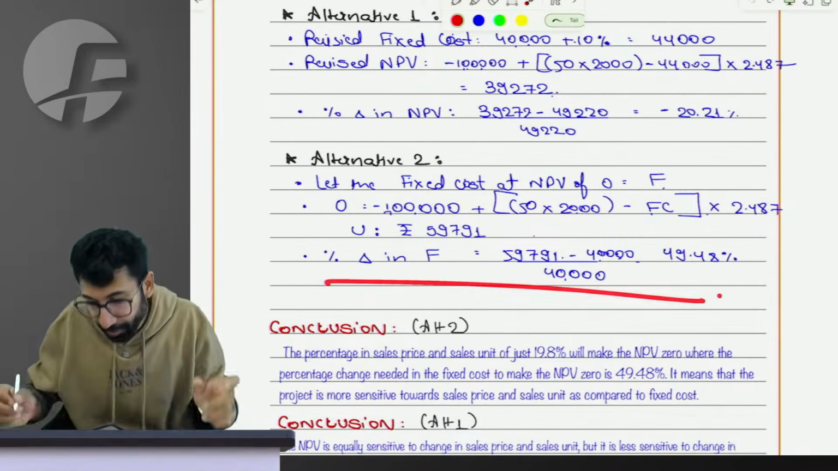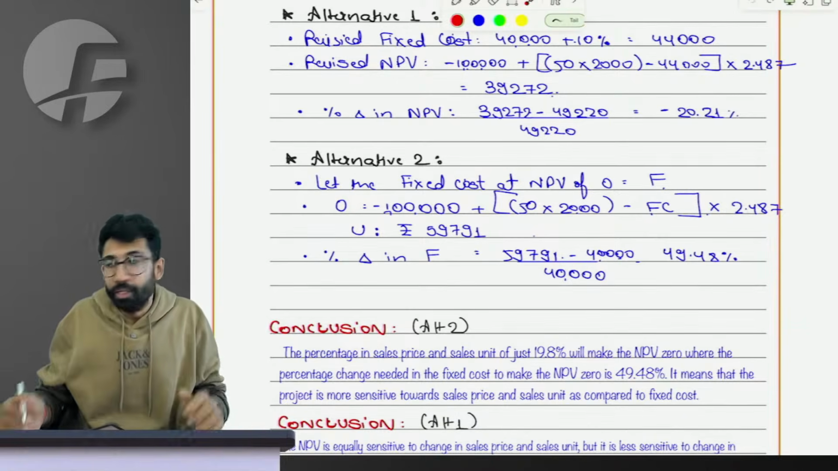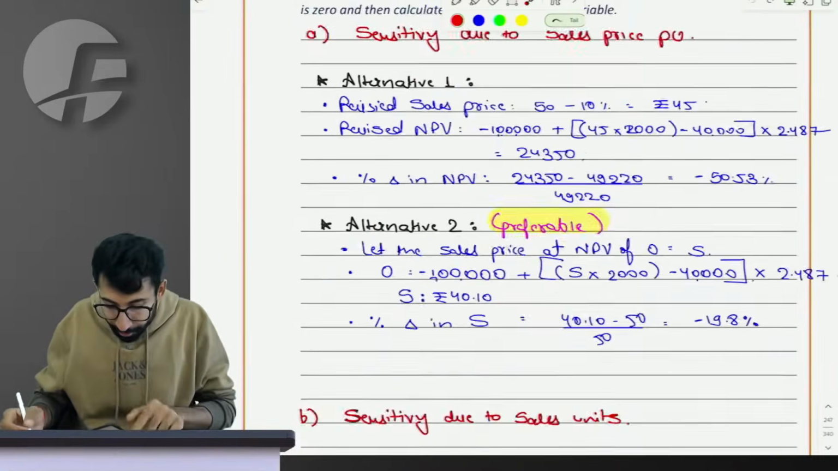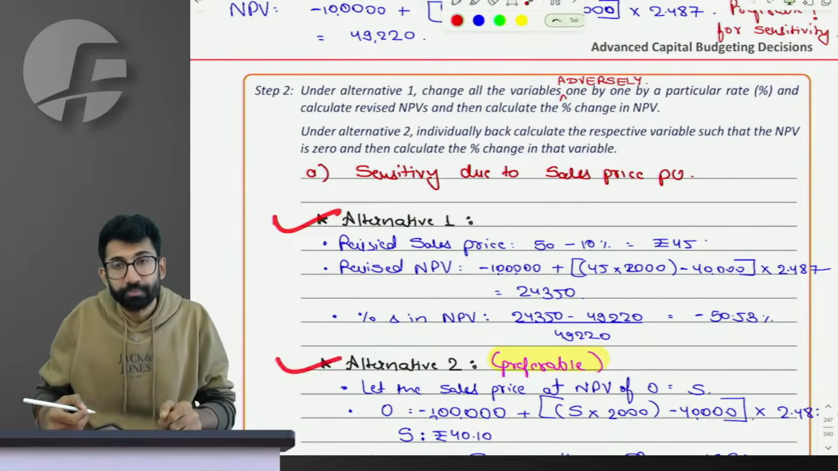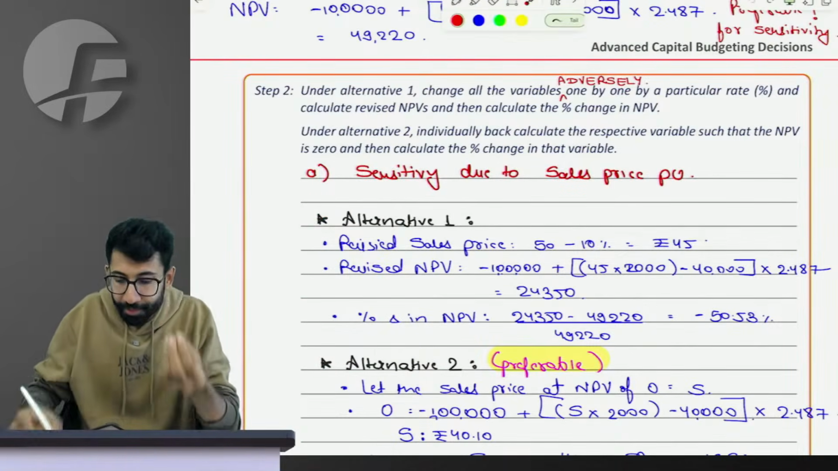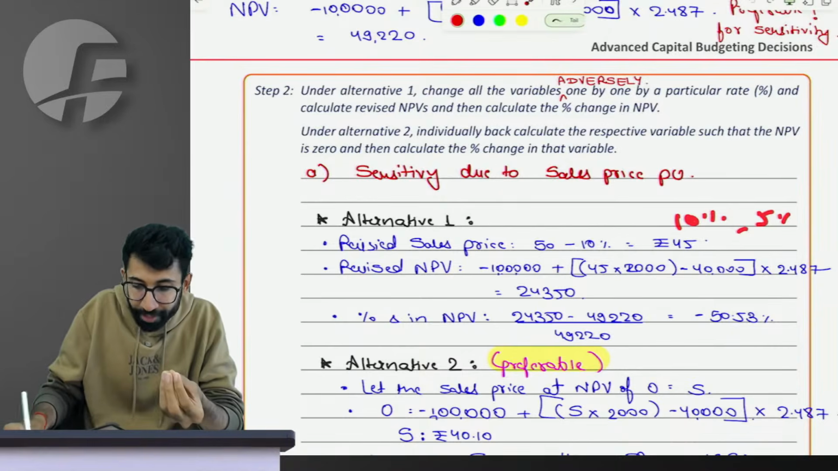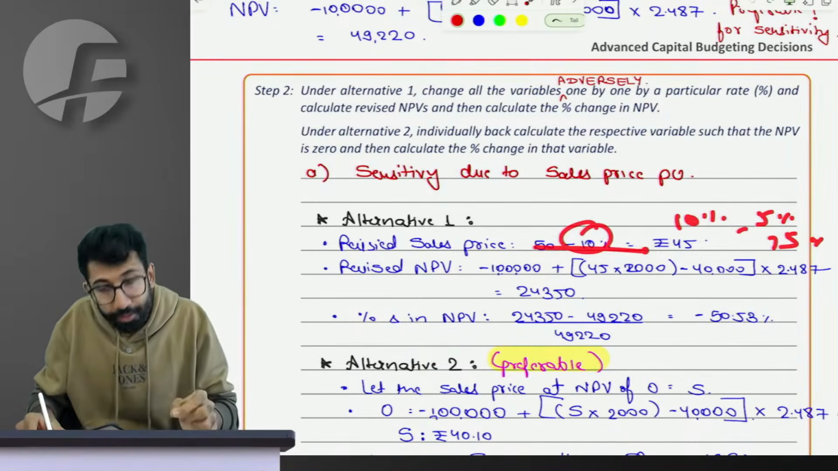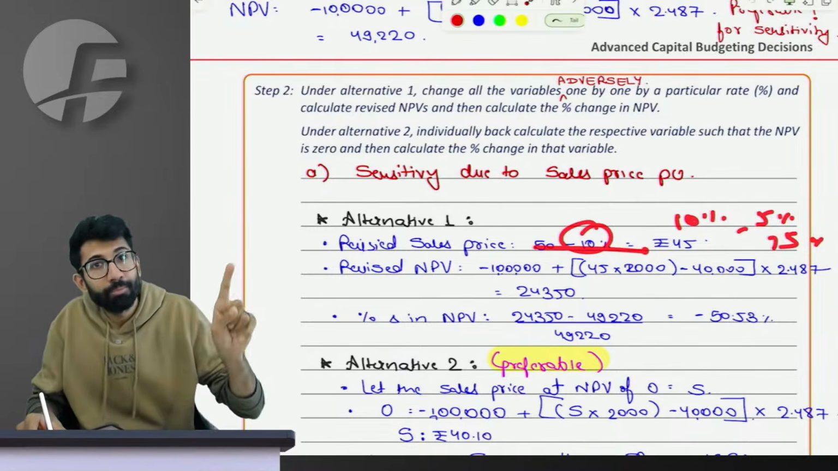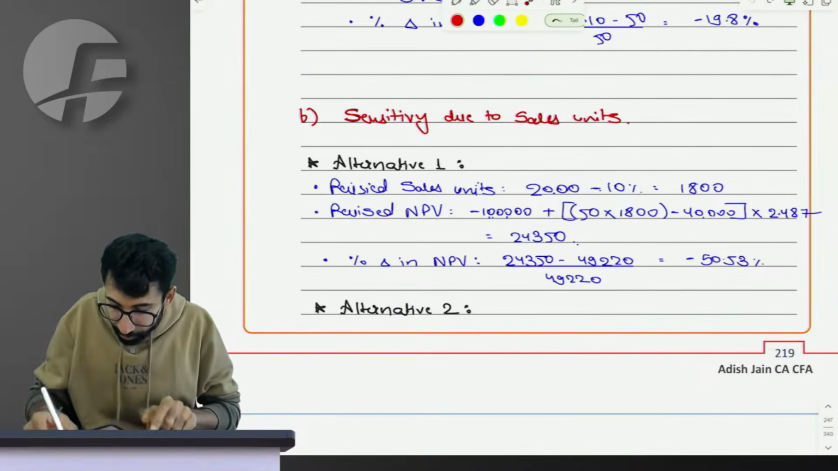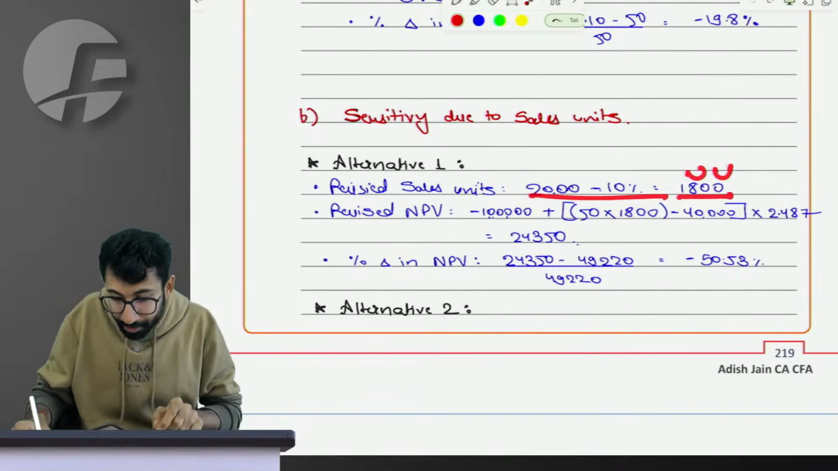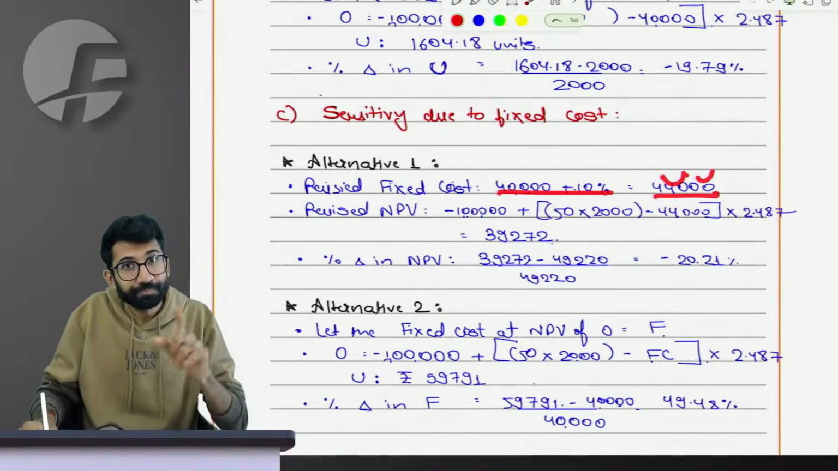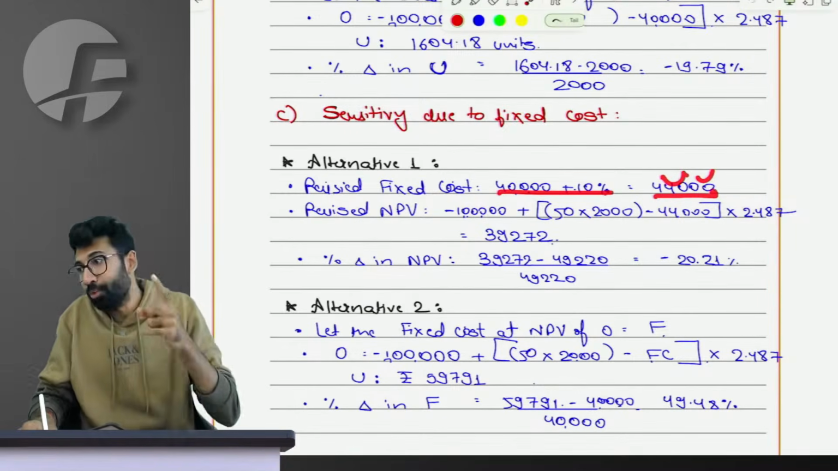Could I convey to you alternative 2? Now let me tell you what is the situation. Alternative 1 has a scope of assumption. You have to assume a particular percentage change, for example 10%, 5%, 15%. That what if the sales change by 10%? The same percentage change you apply every year, everywhere. For example, if the number of units change by 10%, what happens? If the fixed cost change by 10%, what happens? In the first alternative, you need an assumption.